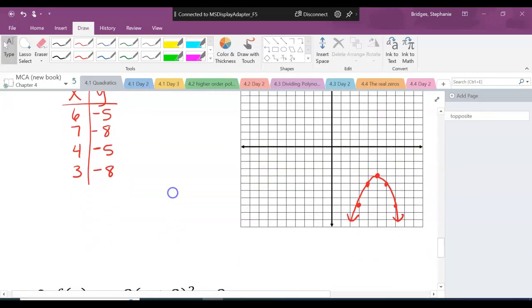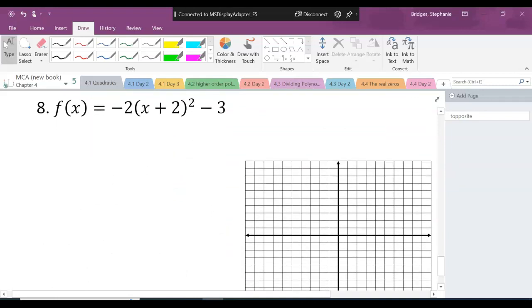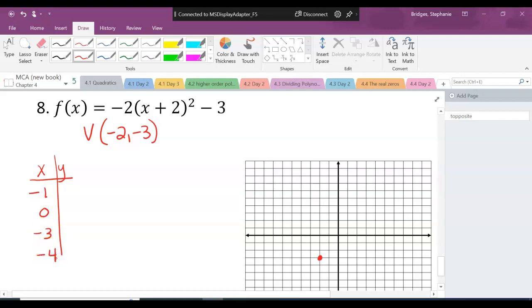Number 8 is going to work the same way. There is a negative in front of our parentheses. So when we plug it in, we have to be careful to work our order of operations properly. What is the vertex? Negative 2, negative 3. Okay, so let me plot that. Negative 2, negative 3. Then I want to choose my values. Think about your number line. What 2 numbers are directly to the right of negative 2? Negative 1 and 0. And then to the left, there you go. So again, we're going to be careful when we plug these in.